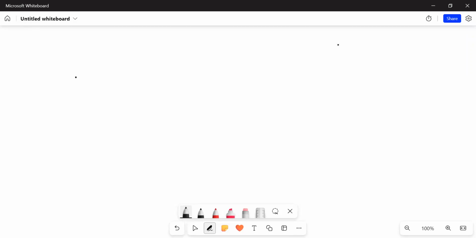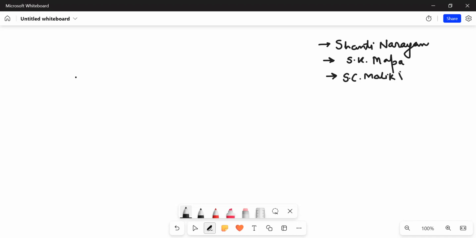The books I would refer for people who are in BSc, that is Bachelor's of Sciences: if they are more acquainted with Indian authors, then they can follow Shanti Narayan by Eastern Publications. They can also go through another book by S.K. Mapa. I'm not very sure, the author is called S.K. Mapa. Another one is S.C. Malik and Arora, if I'm not wrong. And these are three leading Indian author books on real analysis that you may get.